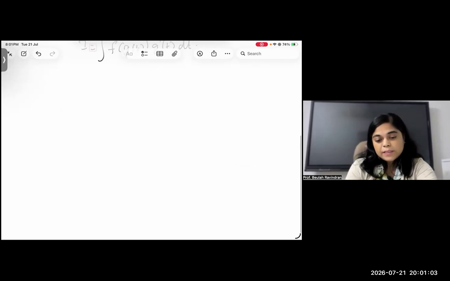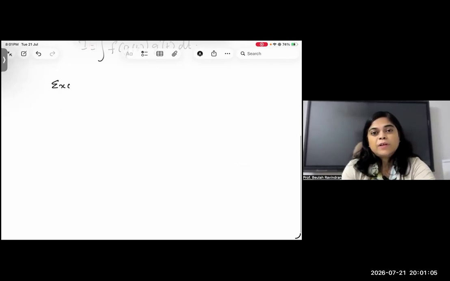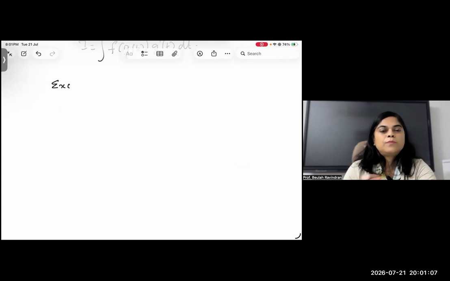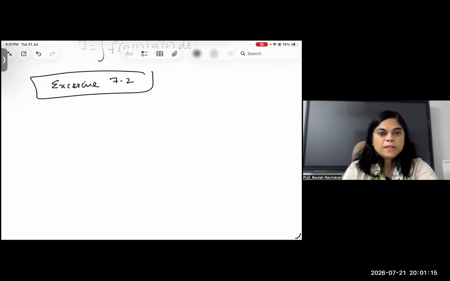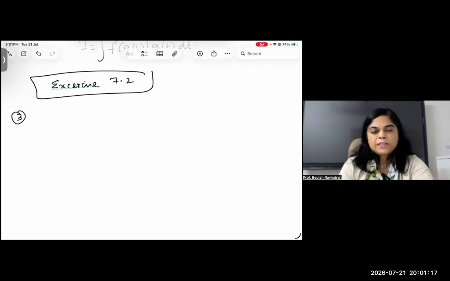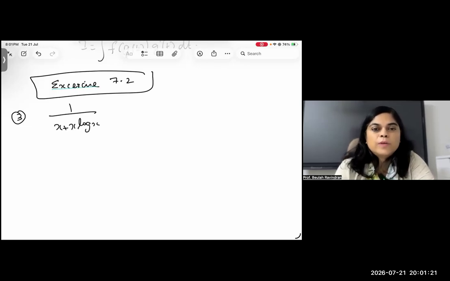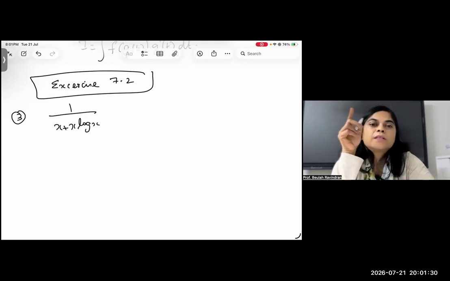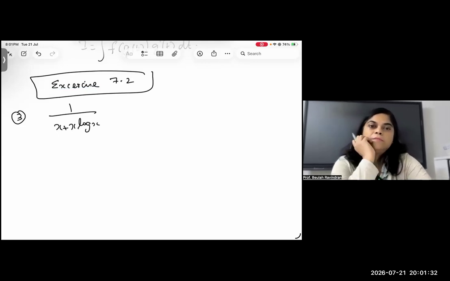In exercise 7.1, you have to identify which is the integrand, I mean, which is the antiderivative. So exercise 7.2, third question in your NCERT book, 1 by x plus x log x. So you have to put x plus log x as t.